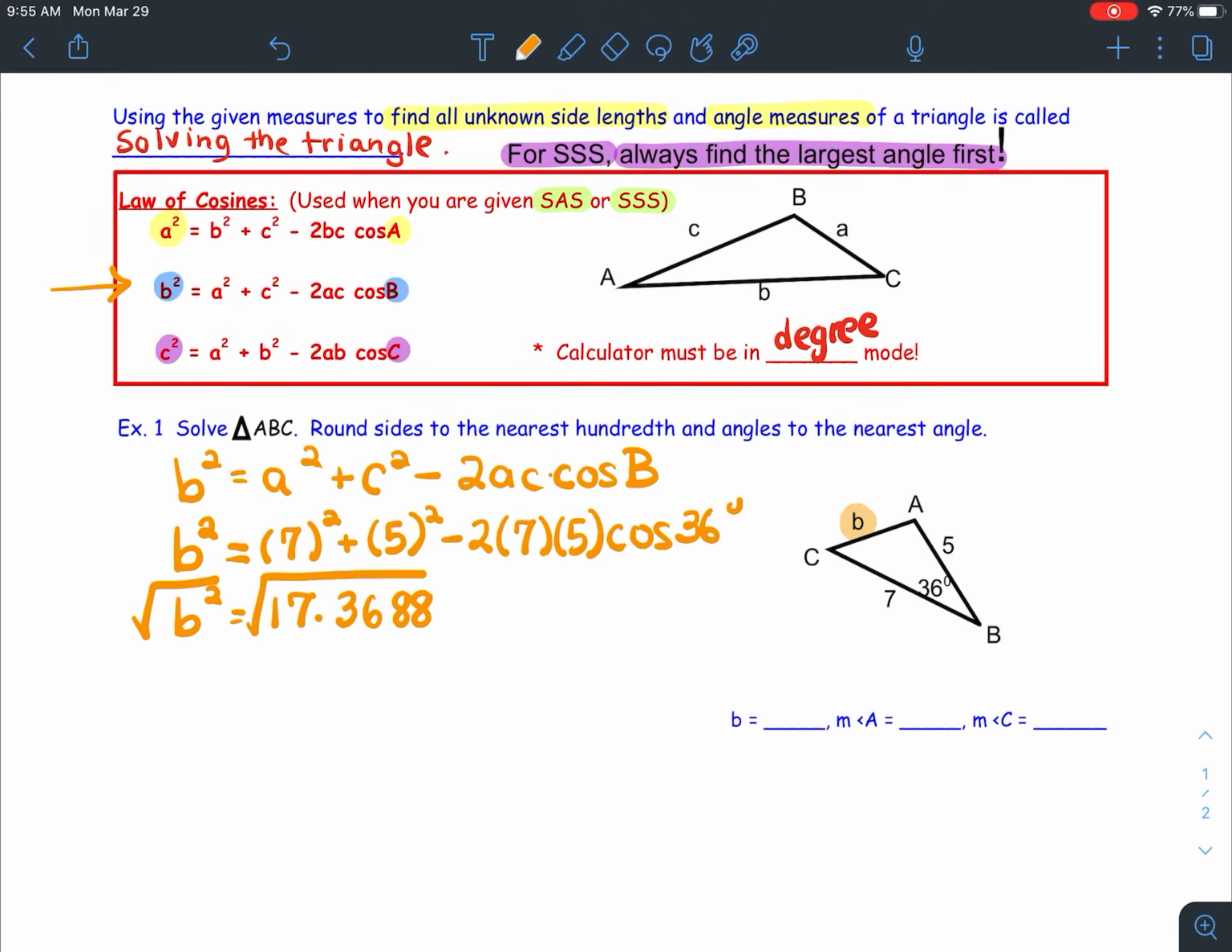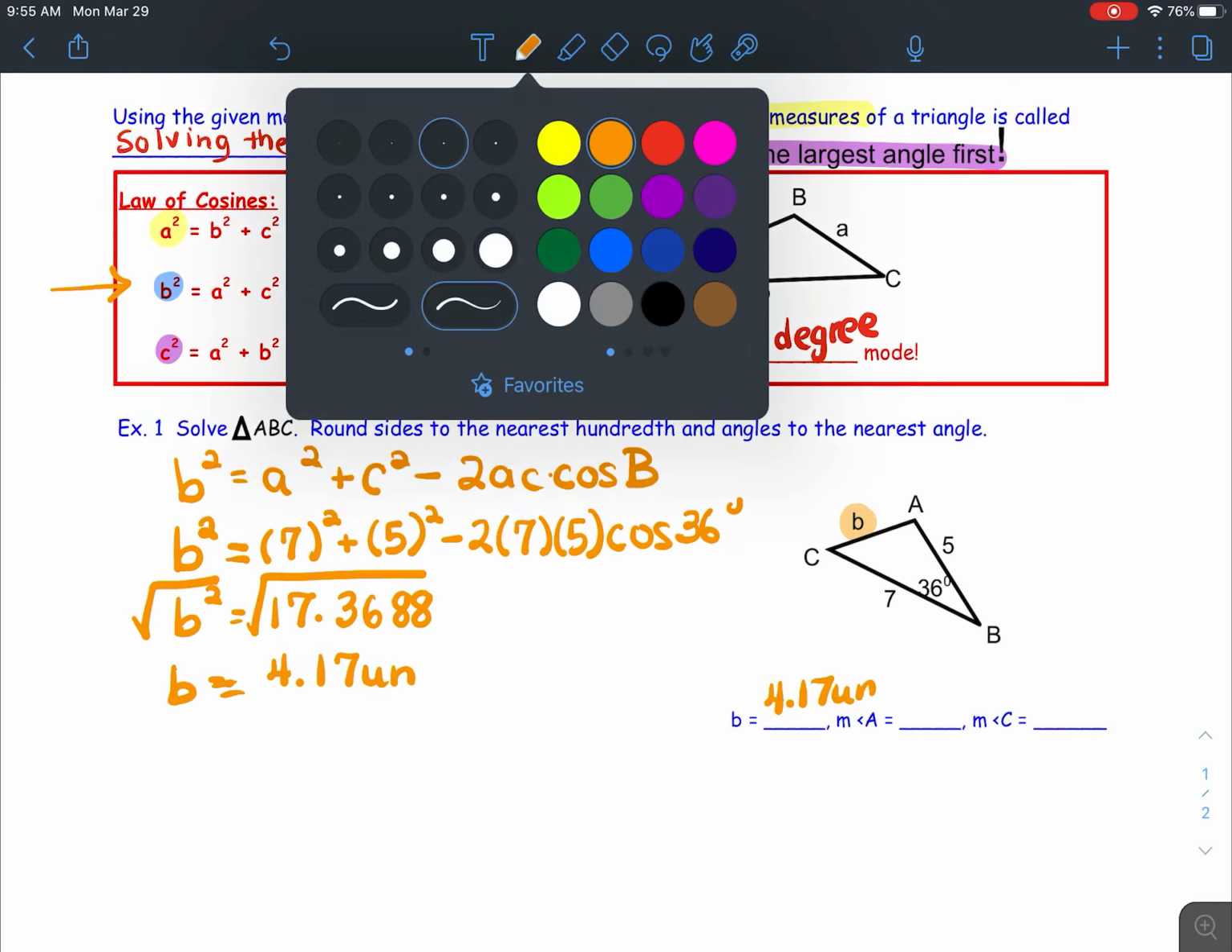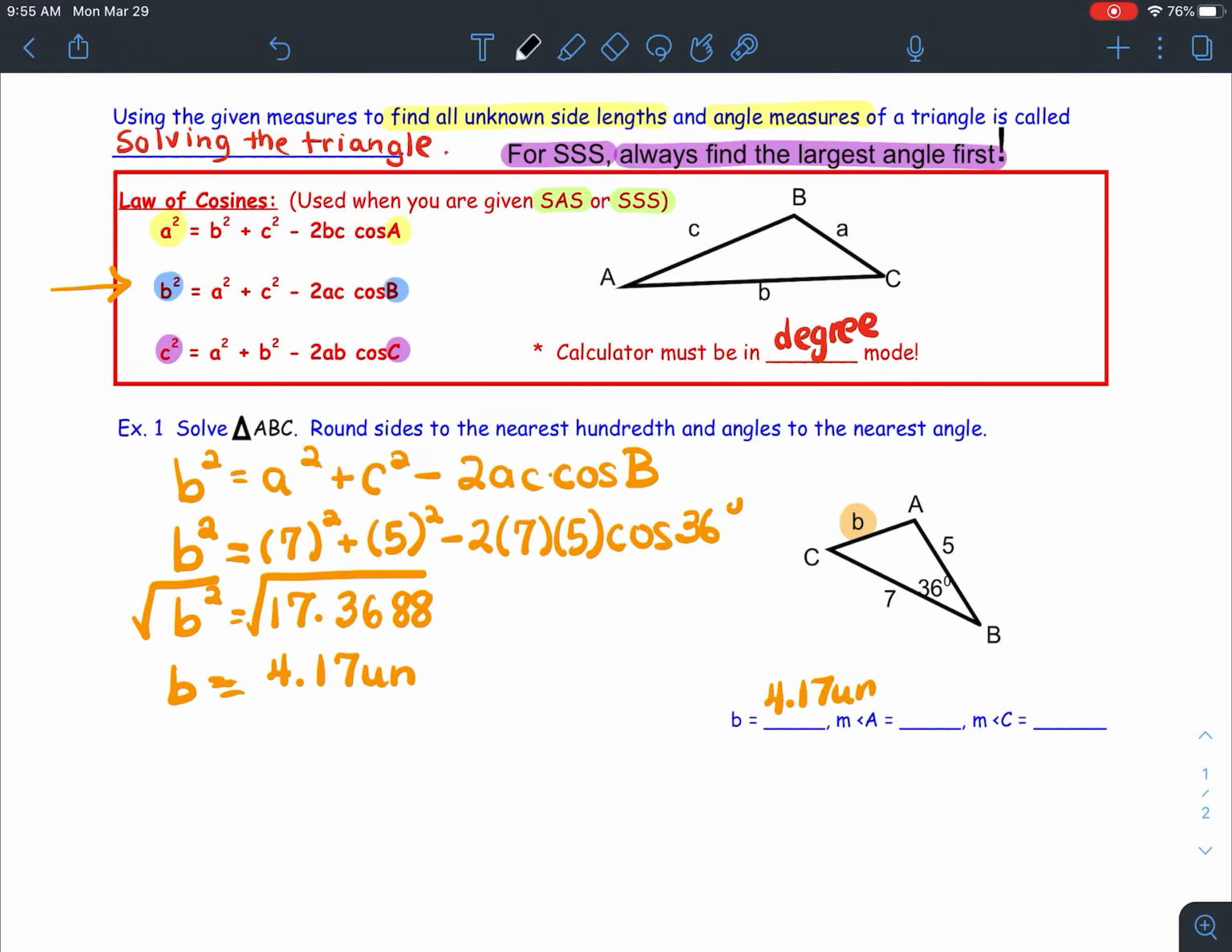And I suggest that you use the answer feature. If you hit square root and then hit the second key and the negative button, it should say ANS above it. It will keep this whole decimal intact. And then at the end of that, this is where we would want to do our rounding. Side B looks like we're getting 4.17 units. Okay, as always, I want you to always add these as you find them onto the picture.